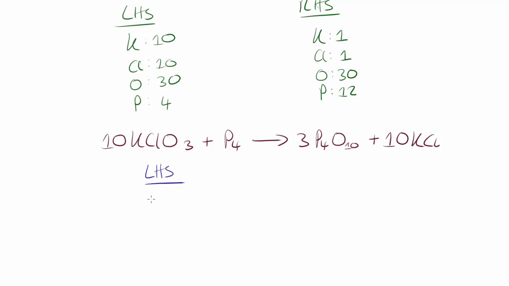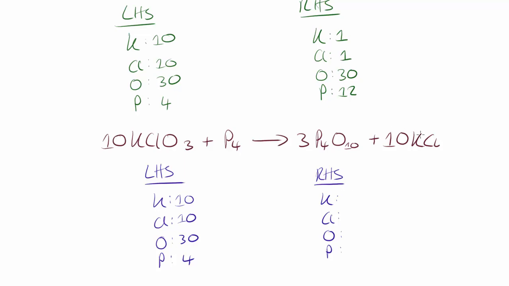On the left hand side, we didn't change anything, right? So this would be exactly the same as what it was just previously. But on the right hand side, we added the 10, right? So that's going to affect the potassium and it's going to affect the chlorine. And more specifically, it's going to increase them from 1 to 10 times 1 for that, and again 10 times 1 for the chlorine as well.